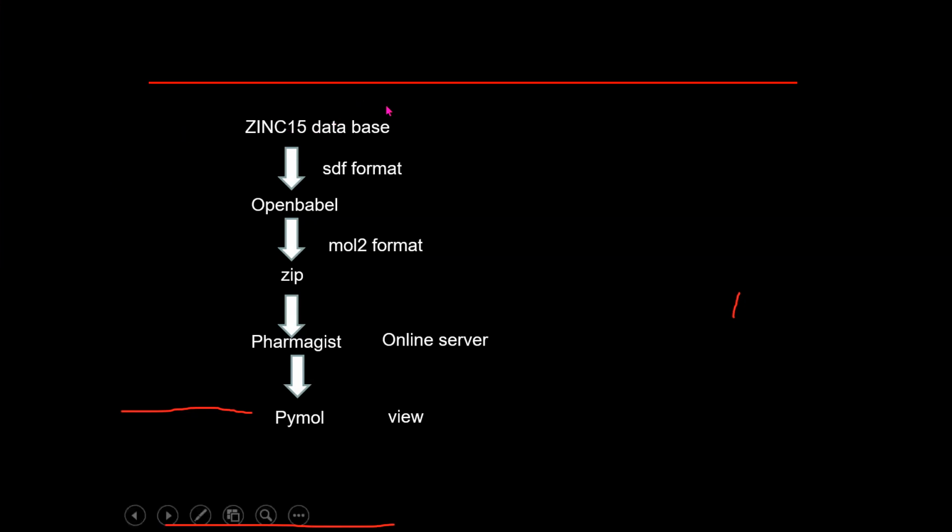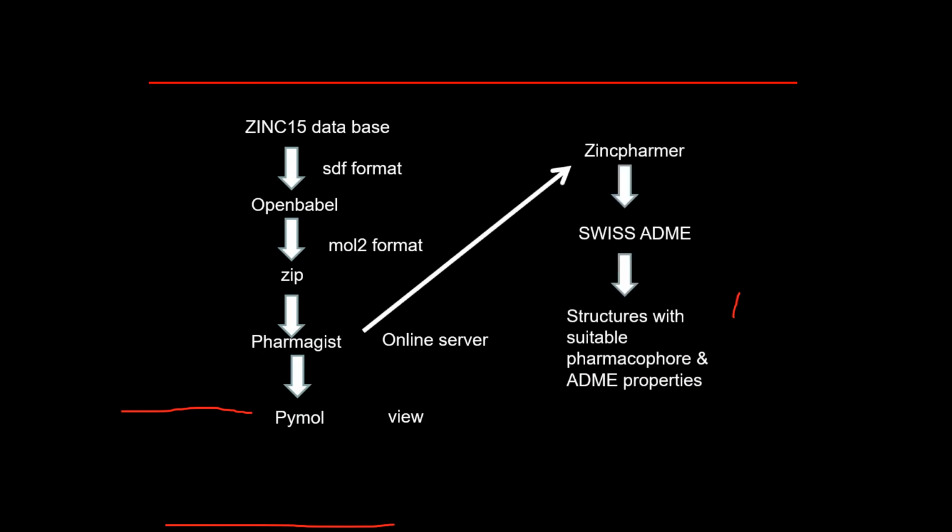So the first part is you get the SDF format, then use OpenBabel to convert into MOL2 format, put all the files into one zip file, go to Pharmer, upload, and you will get your pharmacophore features, which you can view in PyMOL. Please practice this, otherwise it's not possible, because you have to do many things step by step. You can't remember after some time. I am telling you, 100%.